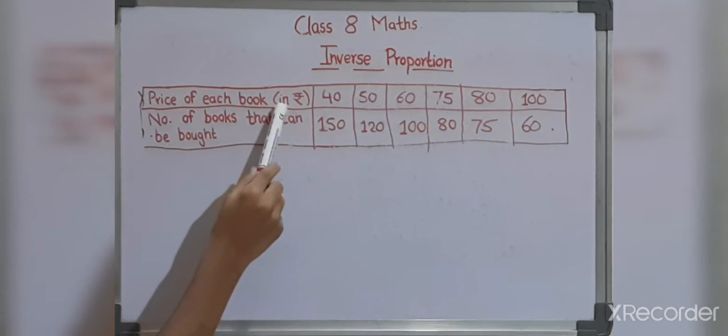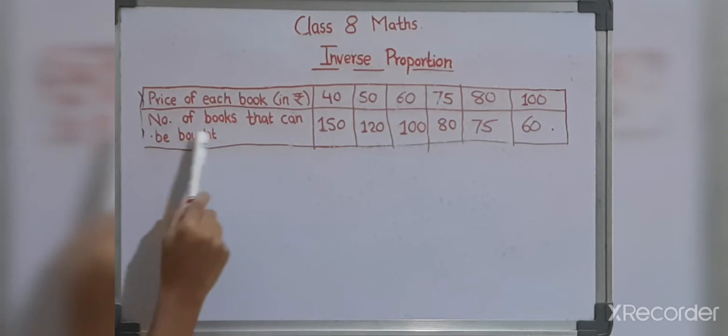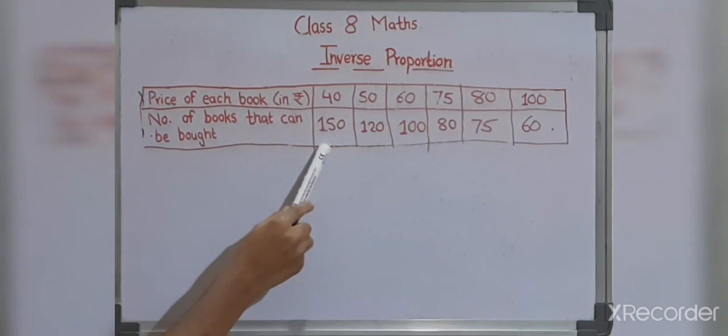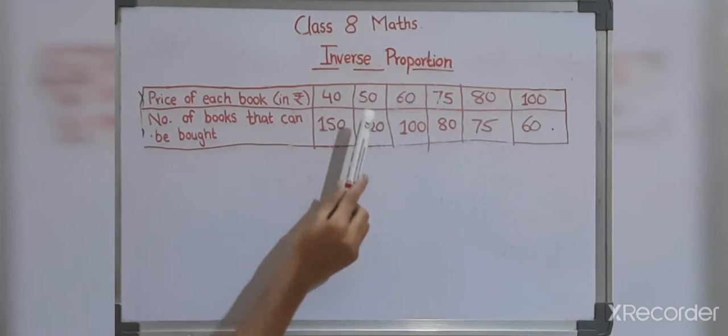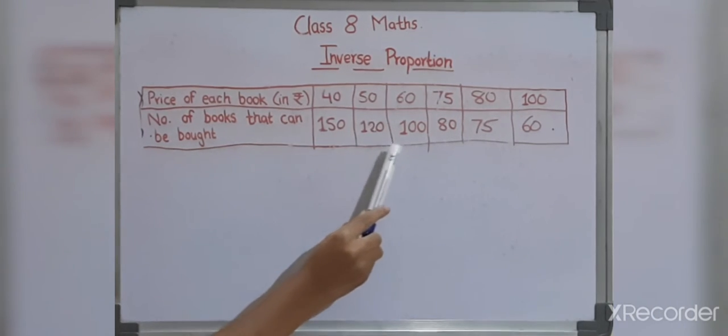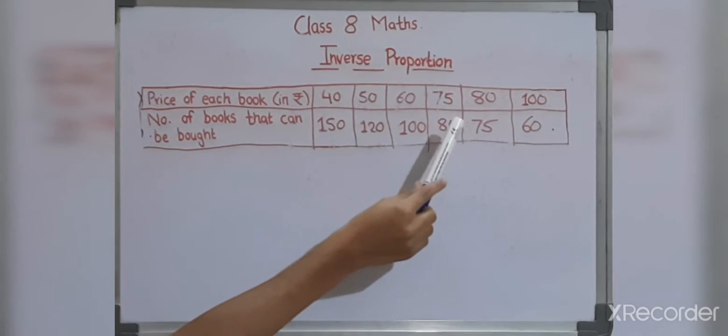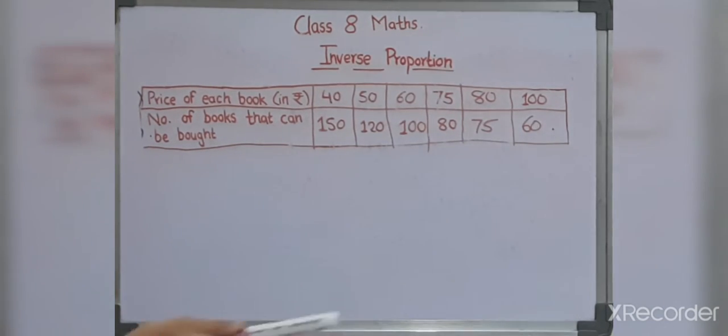Price of each book in rupees and the number of books that can be bought. So here price is 40 rupees, then 150 books can be bought. If it is 50 rupees, 120 books can be bought. If it is 60 rupees, 100 books can be bought. If it is 75 rupees, 80 books can be bought, and so on.